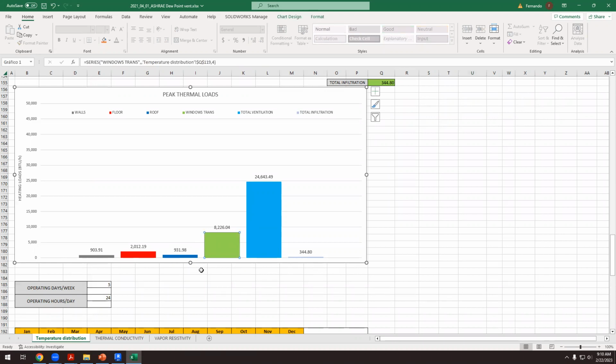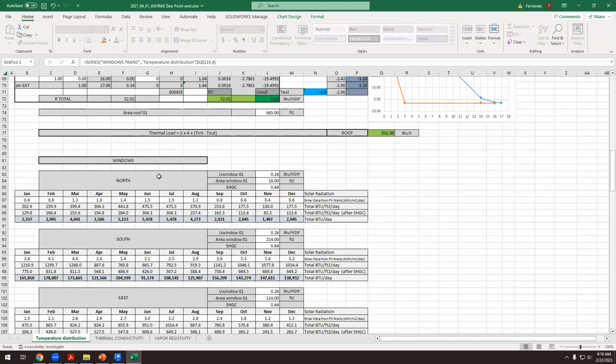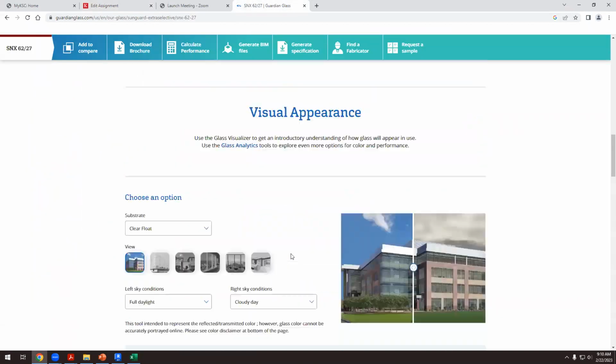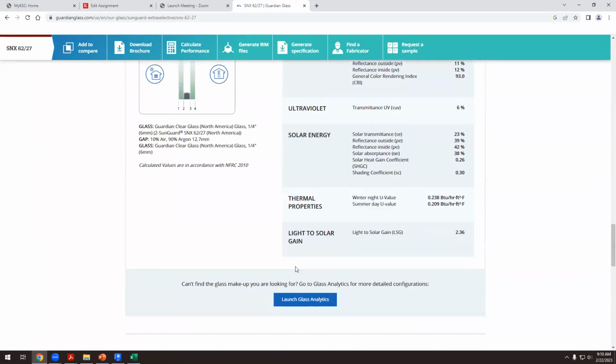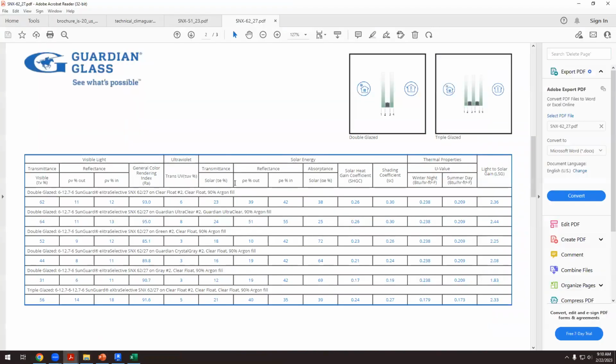Okay. Now we were dealing with the window. What can we do with the windows? So we have this table. Here we have the U value of the windows and the solar heat gain coefficient. If we go to this Guardian, this one, here we don't have the visible light. I will try to implement this for next versions of this Excel file. But what we have here is the solar heat gain coefficient and the U value.